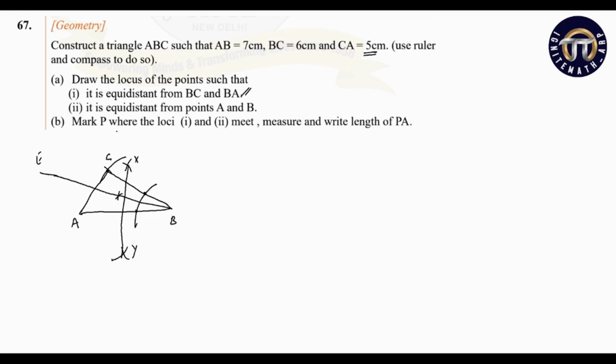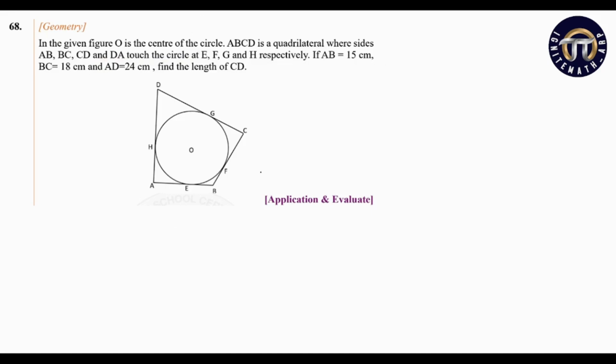Now mark P where the loci 1 and 2 meet. Measure the length of PA. So this point is our P and you are supposed to measure how much PA is. When I do it literally, I get around 3.7 or 3.8 centimeter. Clear, children? So this will be the right answer for the 67th question. Now let's move to the next question.